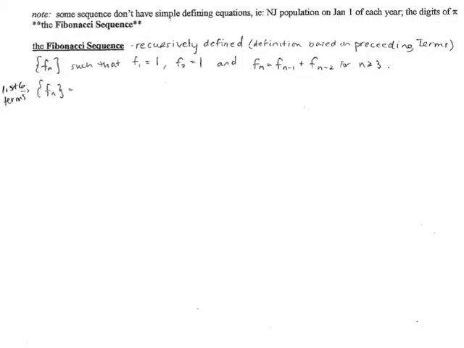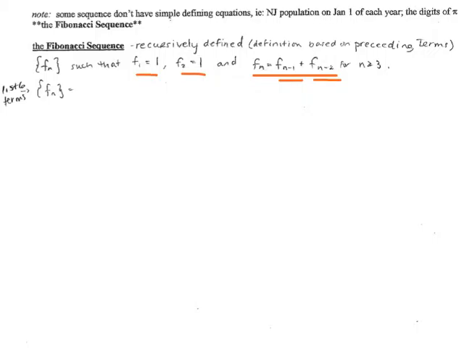The Fibonacci sequence is recursively defined, meaning that the definition is based on preceding terms. The Fibonacci sequence has the first term 1 and the second term 1. That's what these two say. And then this tells me that every term after that is the sum of the 2 terms that come before it.